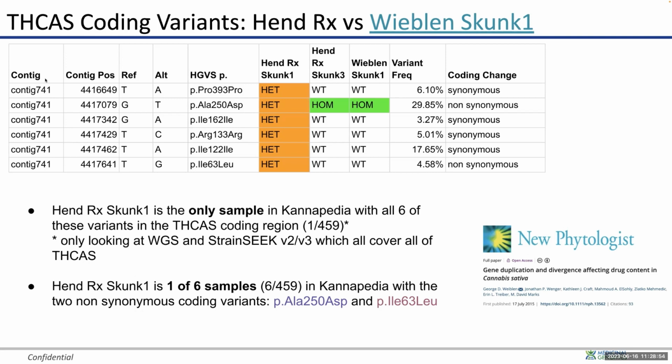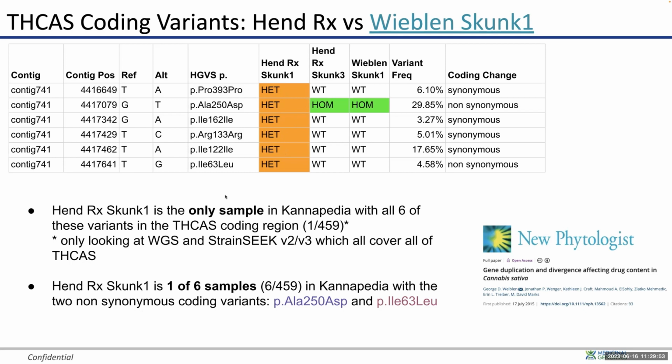And so these are the genotypes at each of the 6 variants in the coding region of THC synthase that we found in the Skunk 1 sample from Hendrx Farms. And then I'm comparing it to Skunk 3 in this column. Wild type means it's the same as our Jamaican Lion reference. Homozygous means that we only see one allele at that particular locus, and heterozygous means we're seeing two alleles at that locus. So the Skunk 1 has 6 variants, and they're all heterozygous. But the Skunk 3, at least in the THC synthase gene, looks to be the same as the Weeblin Skunk 1.